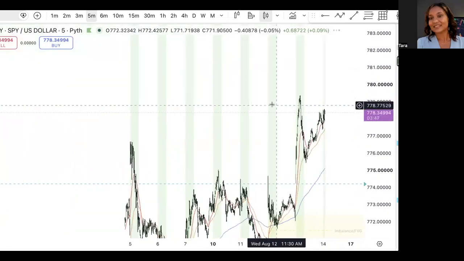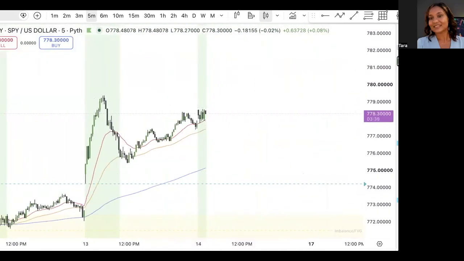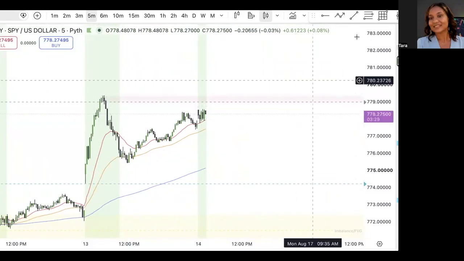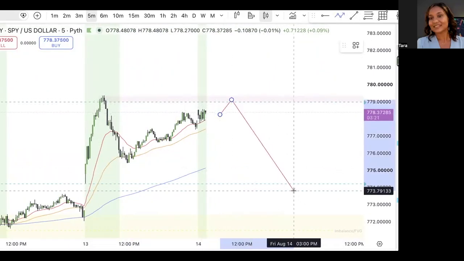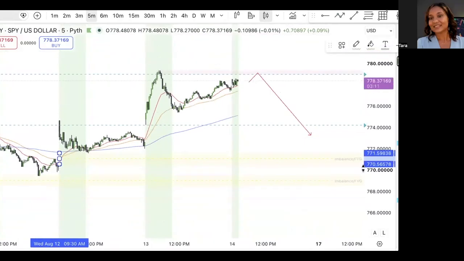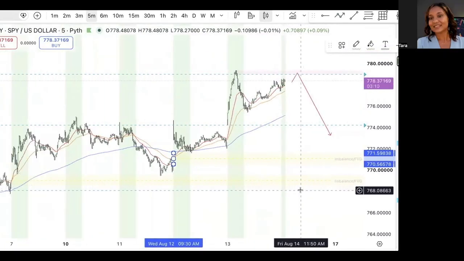We're going to take a look at SPY. Sometimes SPY gives us a clue as to what's happening. So we'll go ahead and mark the SPY supply zone, and we're expecting it to go up and then continue downward because we know that sometimes NAS follows SPY.